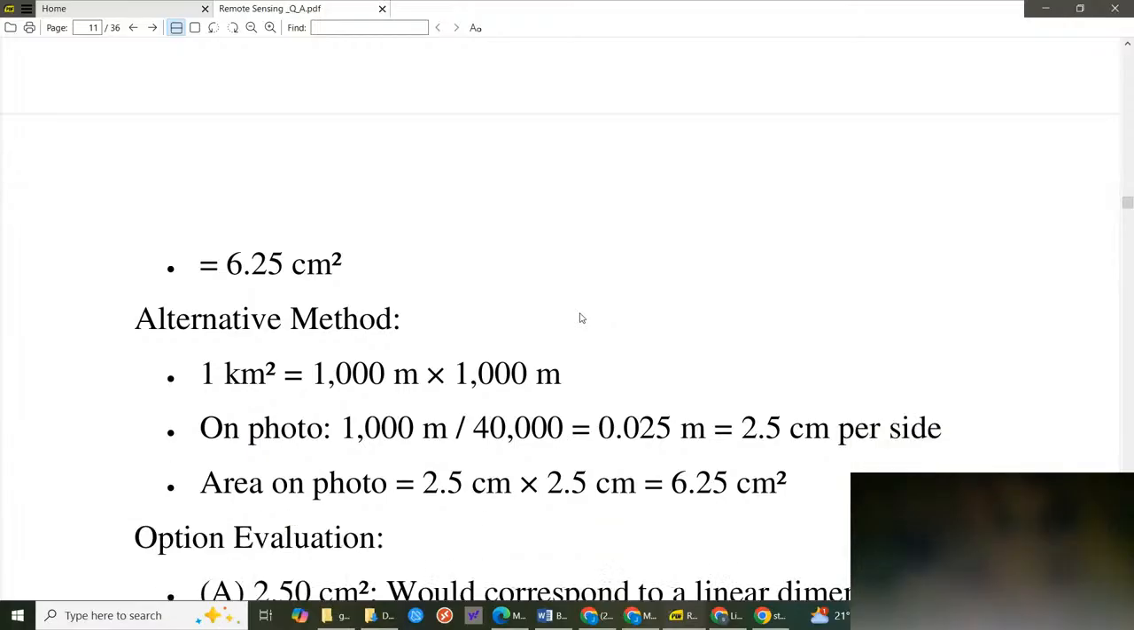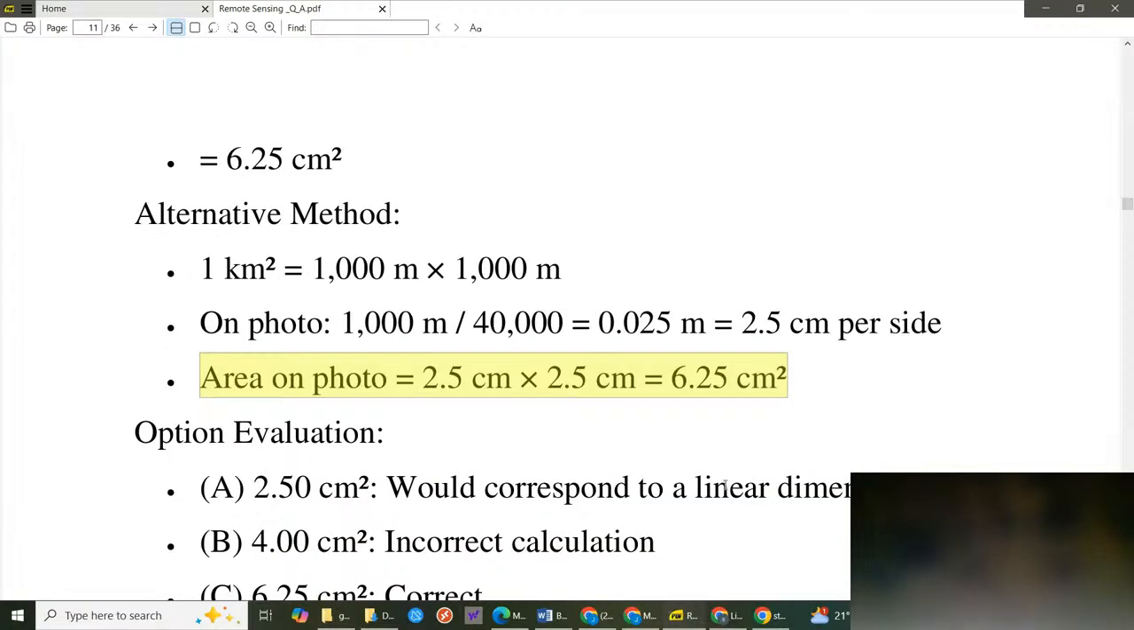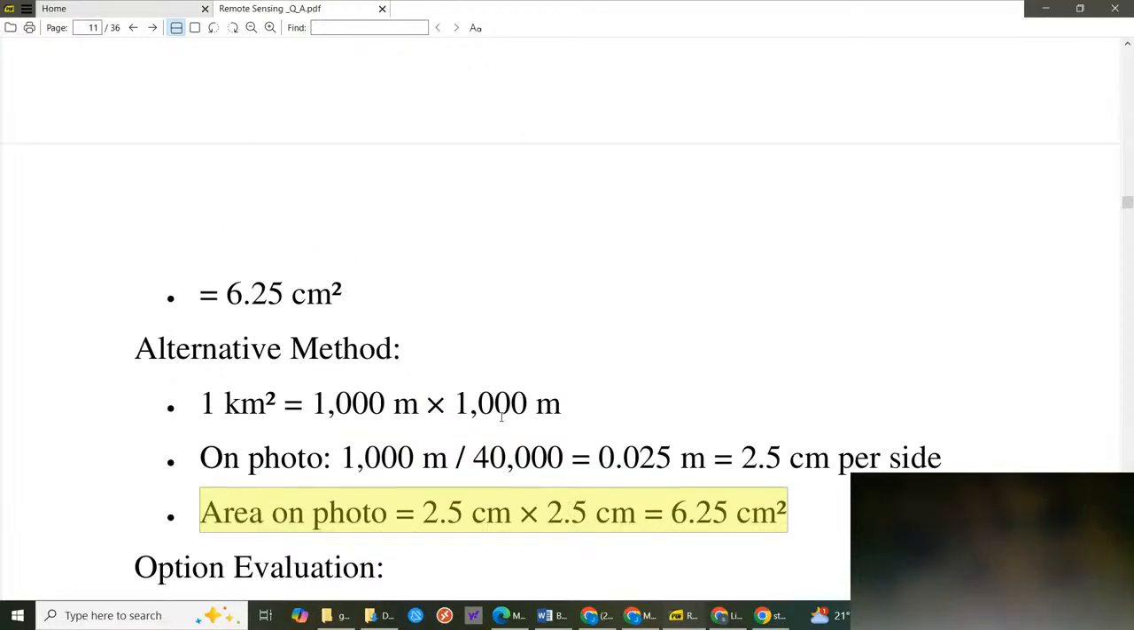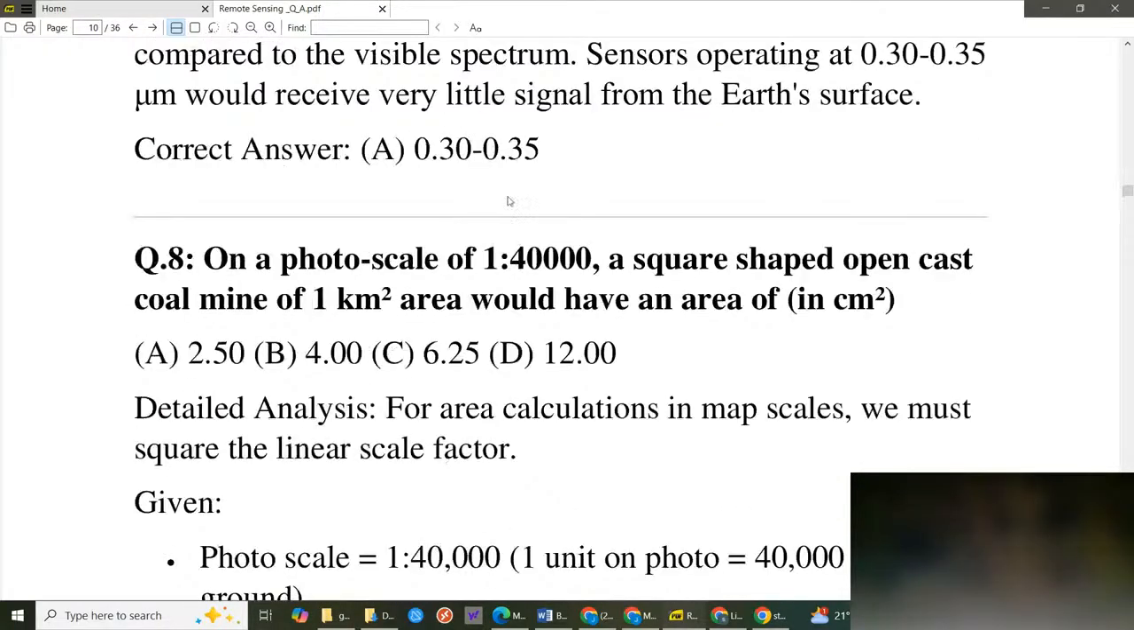Alternate methods for this: the area on the photo is 6.25 centimeter square. So option evaluation, the correct answer is 6.25. So again we will see the question. On a photo scale of 1 is to 40,000, a square shaped open cast coal mine of 1 square kilometer area would have an area of, in centimeter square.